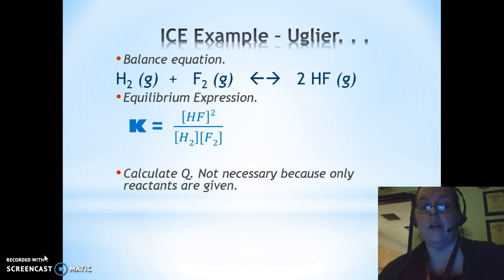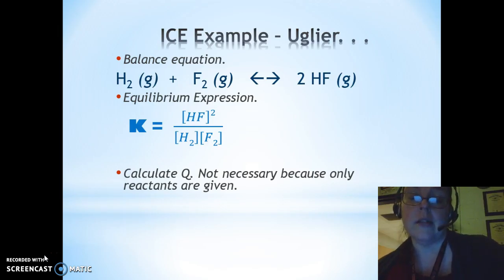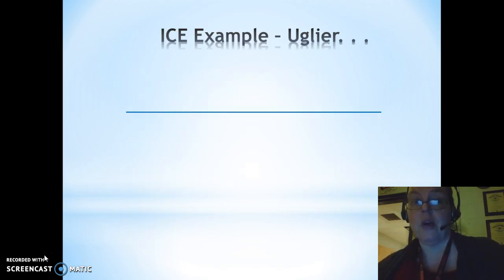Then we have to calculate Q, but in this case it is not necessary because we are only given reactants. We don't have any HF, so we don't have to worry about Q because we know that we have not reached equilibrium. We haven't even started the reaction. So we don't have to do step 3. So step 4 is the ice table step. So we have a balanced equation. Let's set up the ice table.